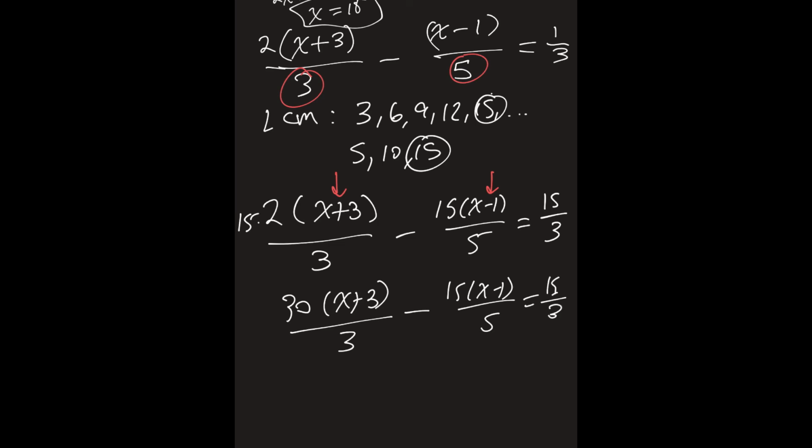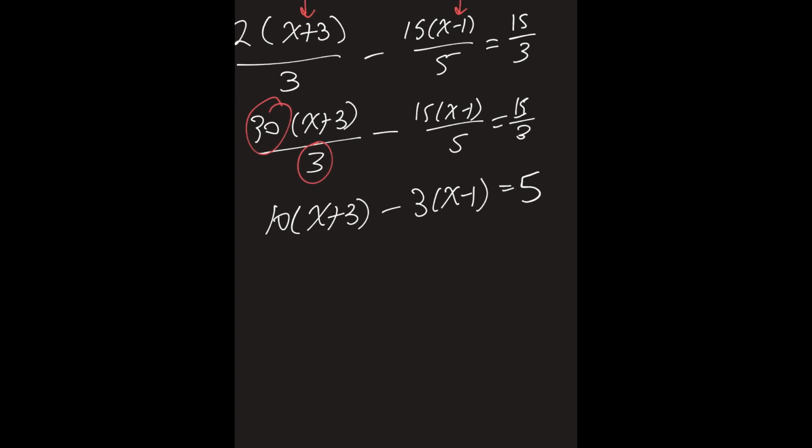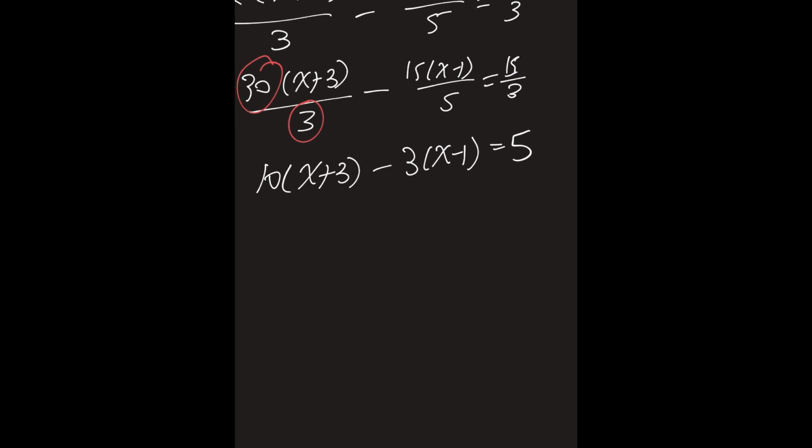All right. Well, 30 divided by 3. Once again, you can do this because multiplication is commutative. So 30 divided by 3 is just 10. x plus 3 minus 15 divided by 5 is 3. And if 15 divided by 5 is 3, that means 15 divided by 3 is 5. Okay, so now we've gotten rid of our denominators, and now we have a much simpler linear equation to solve.